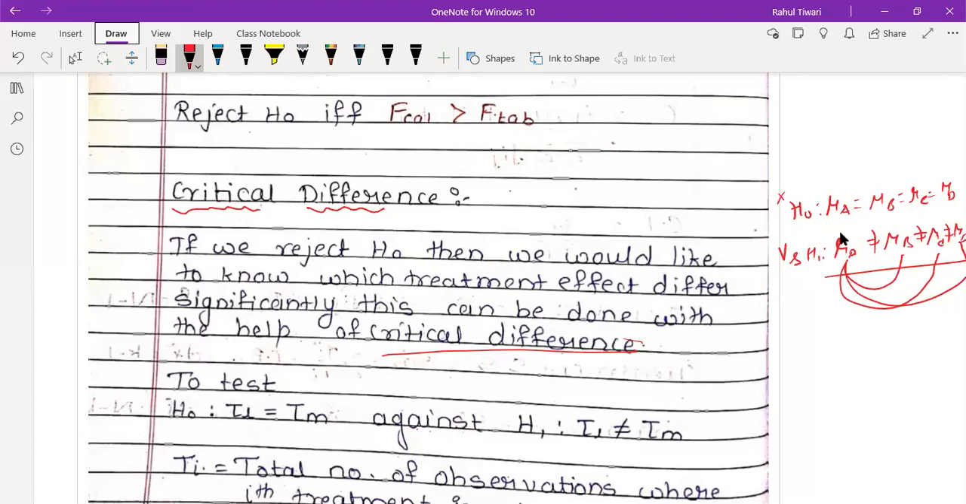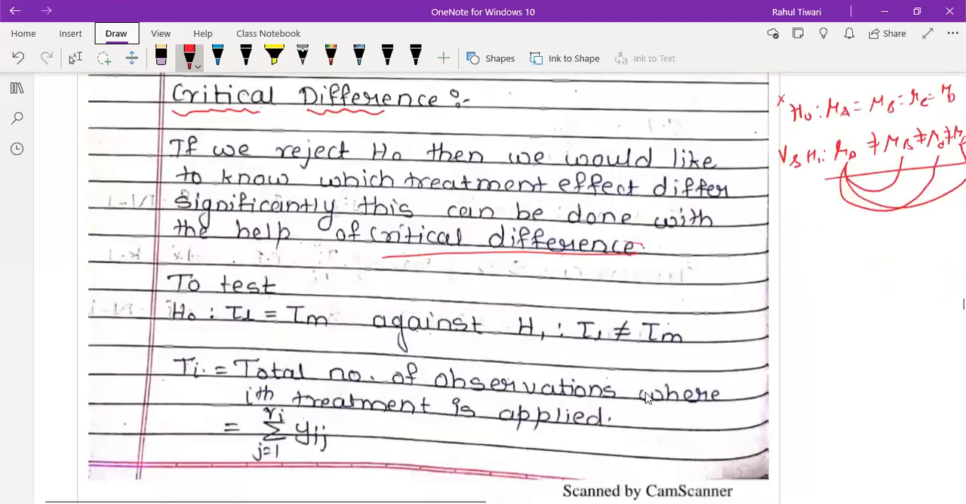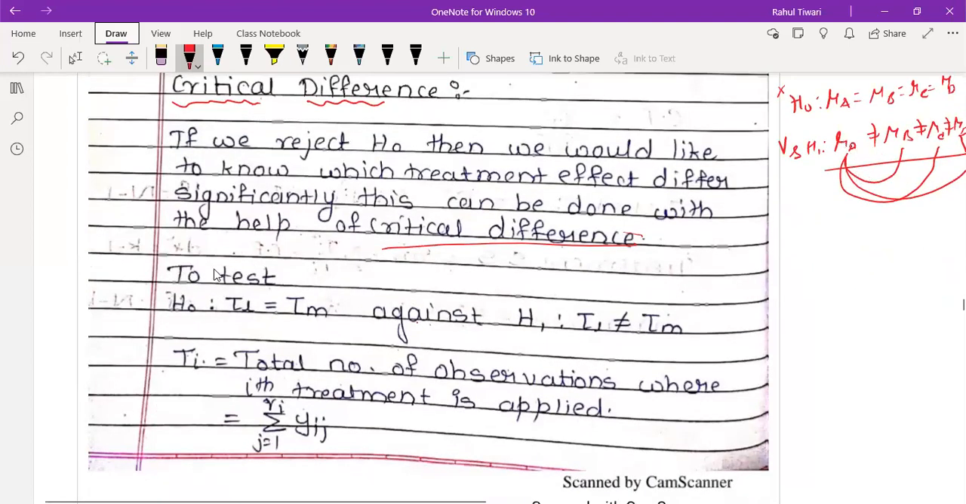So accepting H1 means that you are saying mu A is not equal to mu B is not equal to mu C is not equal to mu D. But further, I'm interested to know that out of these four treatments, which treatments are equal. Okay, so it's called critical difference. So one can check using the critical difference concept.